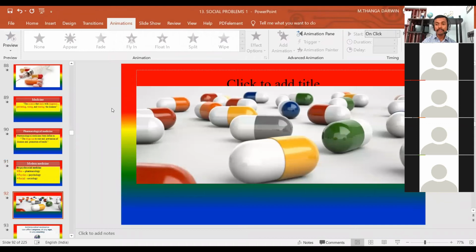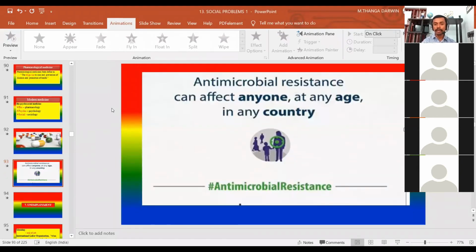So these drugs have a lot of side effects. When you take a drug, there is a change in the chemistry of the body, which affects all other parts. Here is one example.